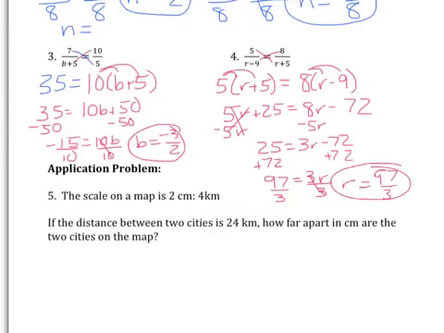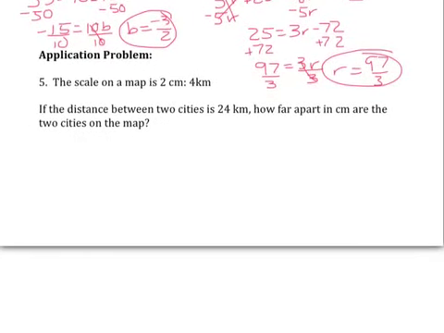Okay, lastly, our application problem here. It says the scale on the map is 2 centimeters to 4 kilometers. So if I make that a fraction, I have 2 centimeters to 4 kilometers. So remember, I can make any ratio into a fraction. And I want that to be the same as if the distance between the two cities is 24 kilometers. So remember, if kilometers are on bottom, I need to keep kilometers on bottom.